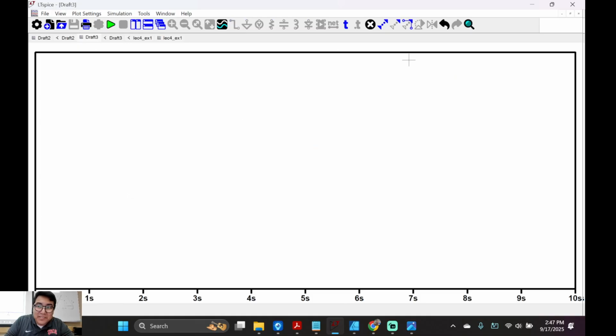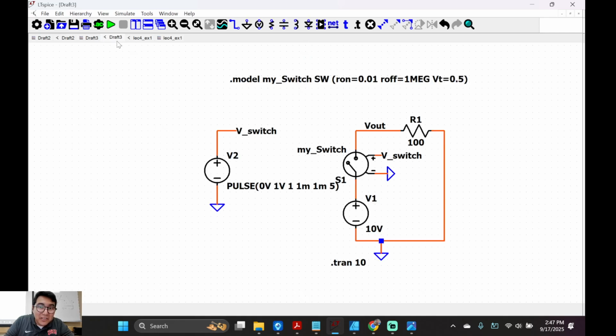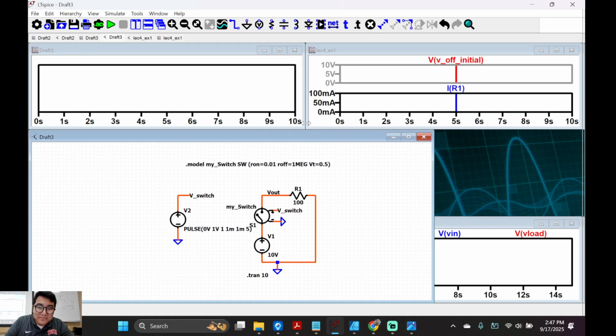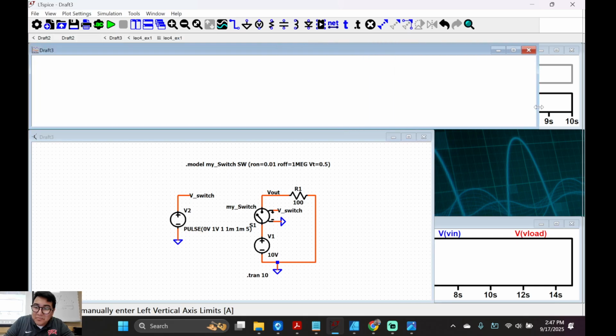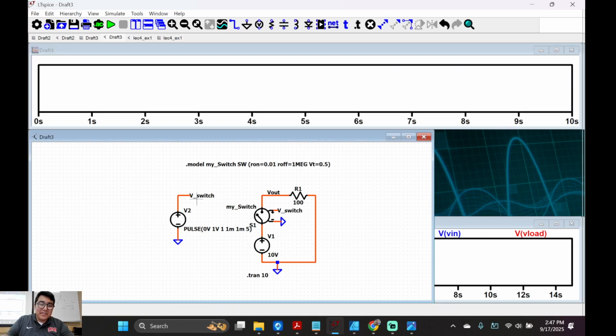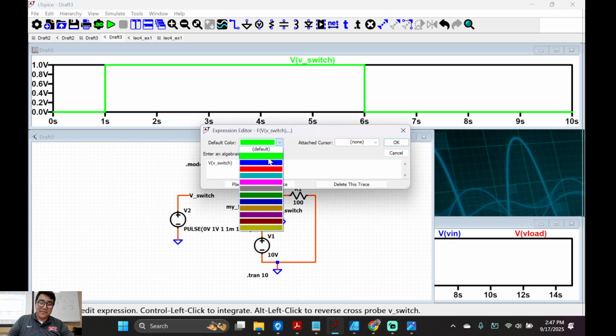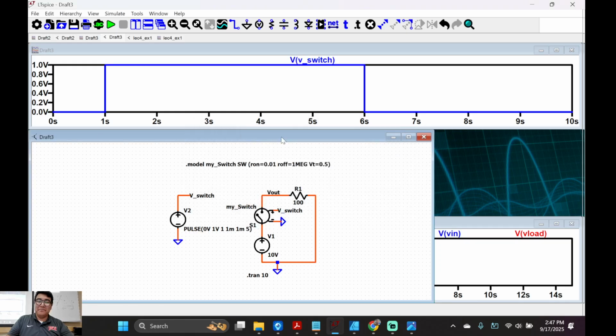Let me just put this to the side. Hello. Close that. I'll show you guys these other circuits, what I was trying to do. Boom. So I'm going to look at my switch. I'm going to color this blue because I like blue.